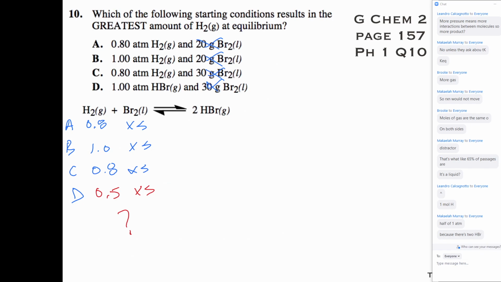Yeah, doesn't really matter. Because there's one atmosphere total, and I need 2 of these for every one of these, if it went all the way backwards, 1 atmosphere would turn into half atmosphere. So the question comes down to which is going to give you the greatest amount of H2, starting with 0.8, 1, 0.8, or 0.5. Which one is going to result in the most H2?